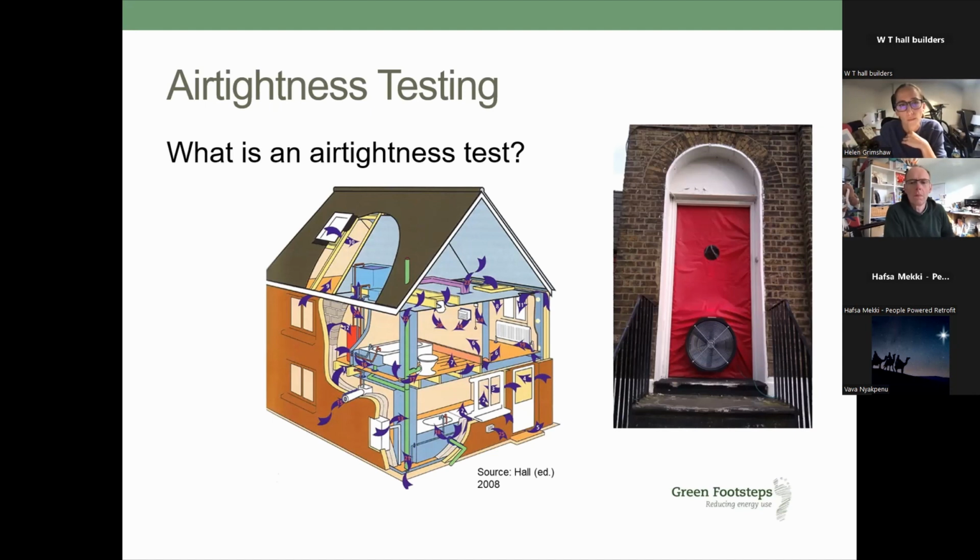What we've got on the right hand side there is a blower door test on an existing building. The test creates a pressure difference between inside and outside the building. If the pressure is lower in the building, it pulls air in through all of those ingress points, and by using a thermal imaging camera, you can see where those ingress points actually are.